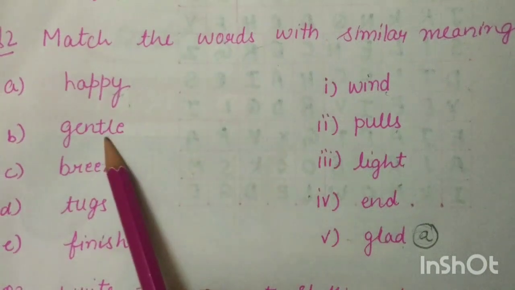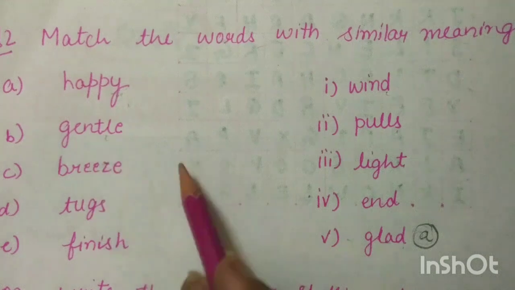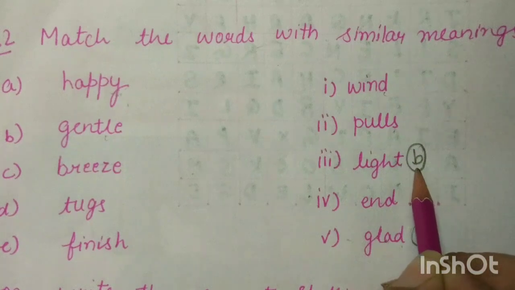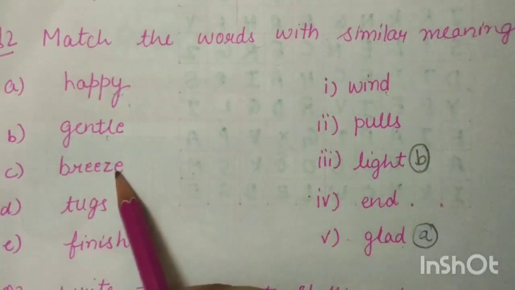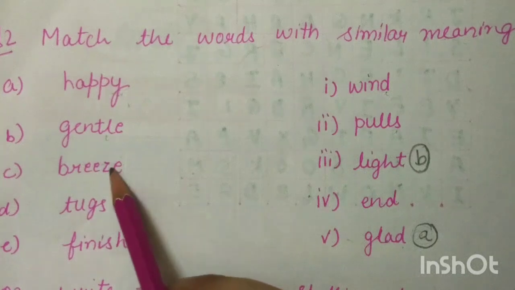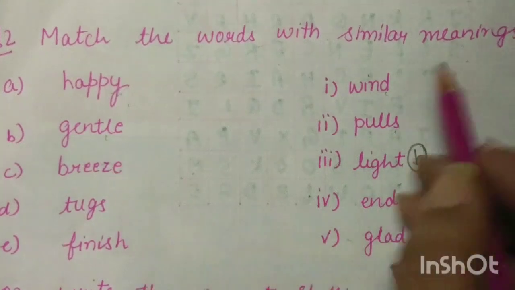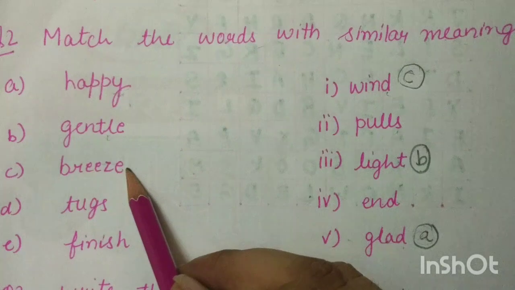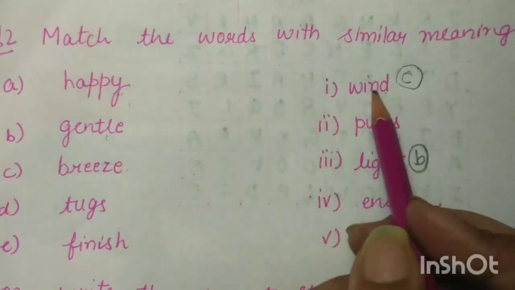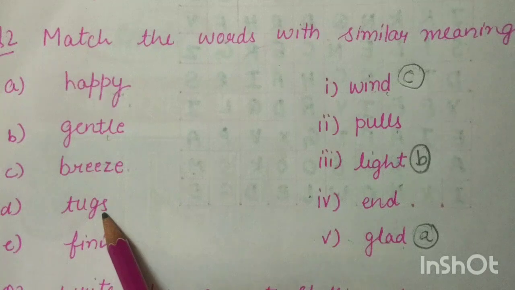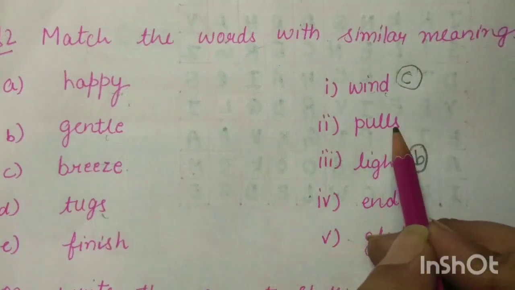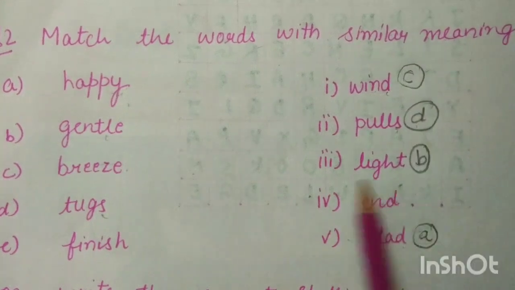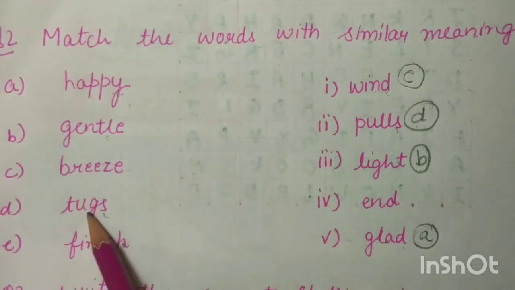In this way, gentle is given. Gentle means light. So here we can write light. Breeze. We all know that breeze is a name of wind. So we put C here. Wind is a name of a breeze and breeze is a name of a wind. Now come to tugs. Tugs means pulls. So we can write D here as the answer for tugs.